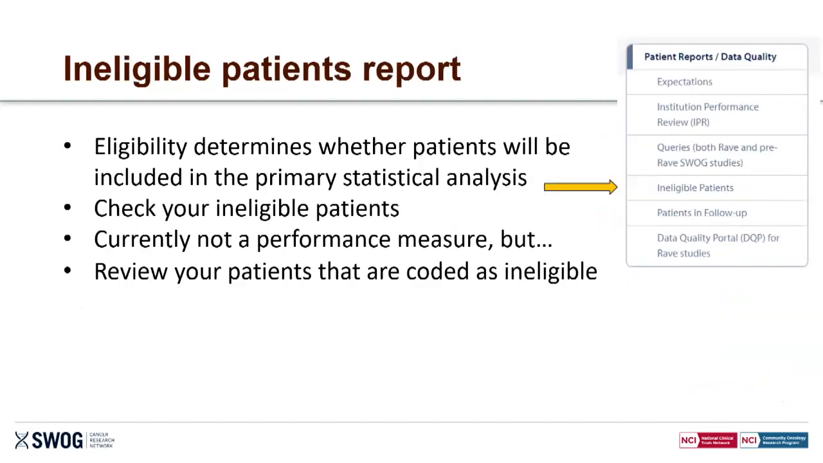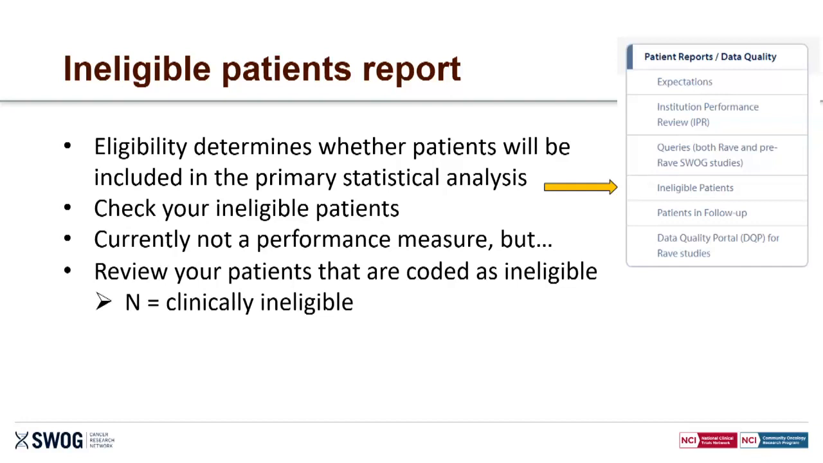Another report is an ineligible patient report. Now, eligibility determines whether the patient will be included in our primary analysis or maybe our secondary analysis, or when we're analyzing the stats or analyzing the data, kind of knowing why someone's ineligible is important. So we really want sites to check their ineligible patient reports. It isn't part of a performance measure because it's kind of a hard thing to get a handle on. Differing studies are really challenging in terms of their eligibility criteria. Sometimes they're written better than other ones. But we really want you to review why patients have been coded as ineligible, and this is why.